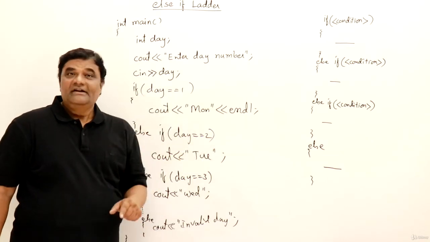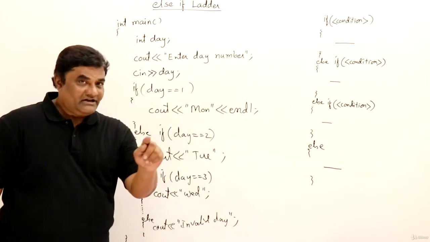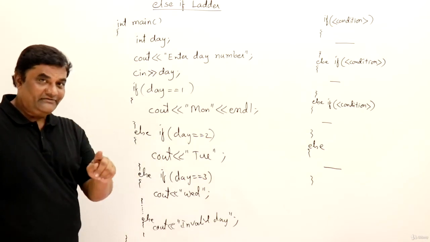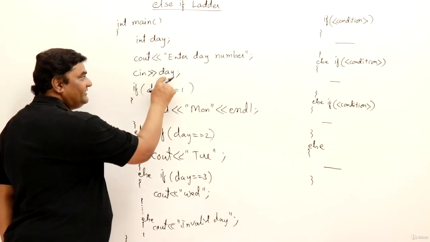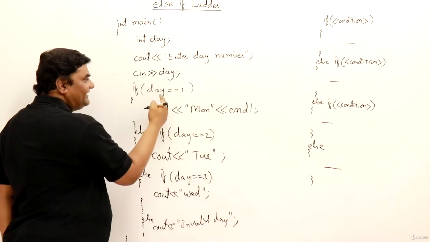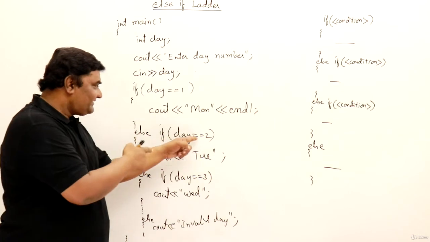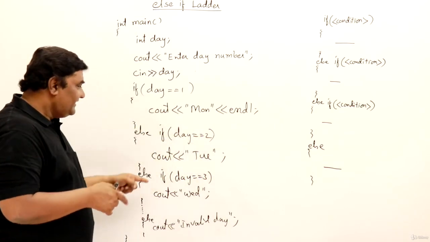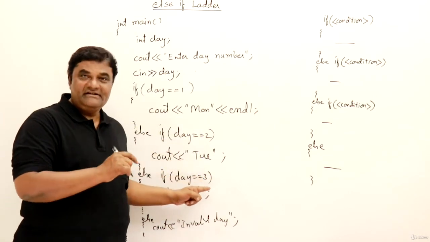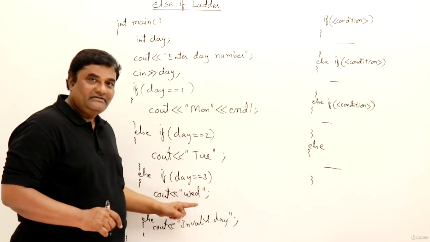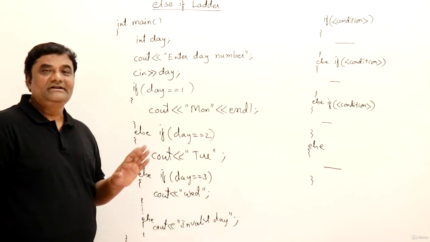Next, if you give the number as 3, then listen carefully. It will check first. Here you have given 3, right? Next line. Is it 3? No. Go to else. Is it 3? No. Go to else. Is it 3? Yes, 3. So it will print Wednesday. Then after that it will not go into the remaining else part.